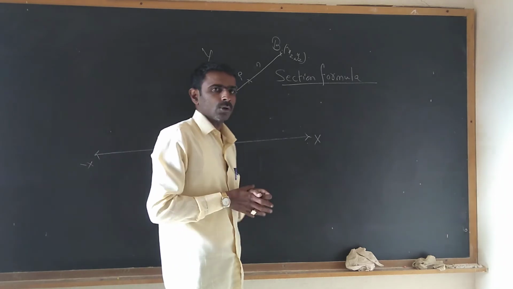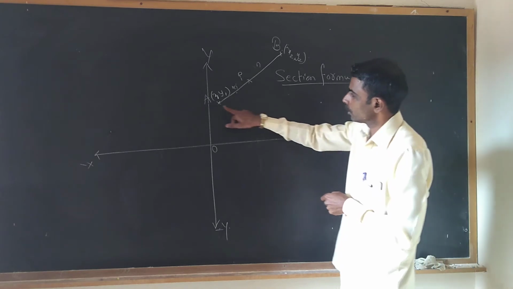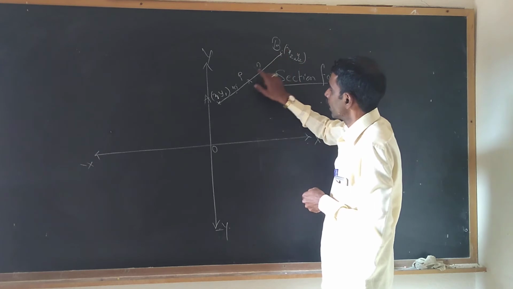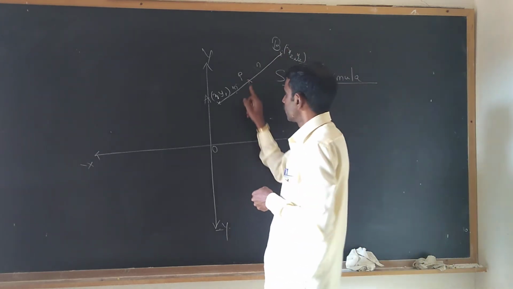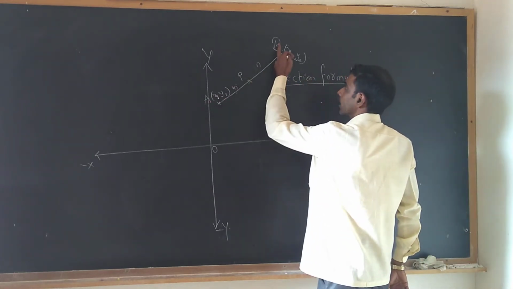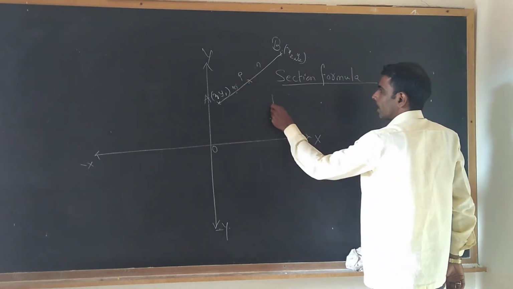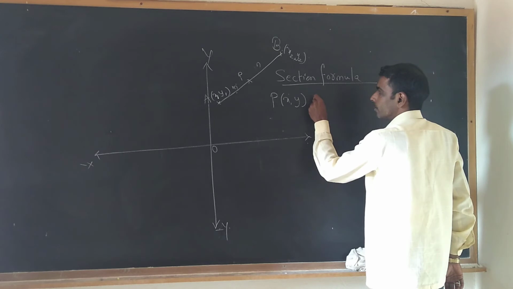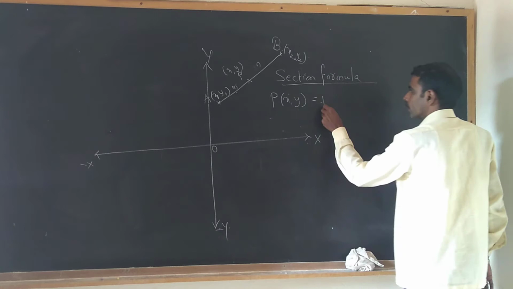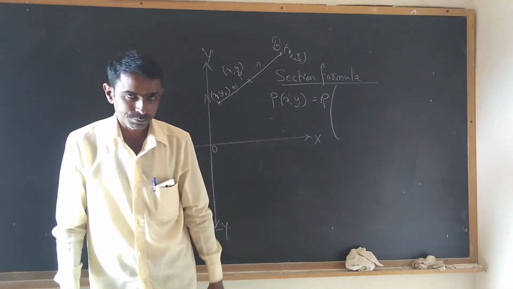Here we are finding the coordinates of the point P which divides the join of the points A and B internally. Internally means that point P will be in between the points A and B, and the ratio will be m is to n. So the coordinates of the point P, I will write it as P of x, y. x and y are general. So the coordinates are given by, last year you have derived this formula also.